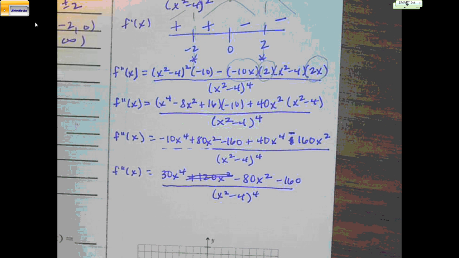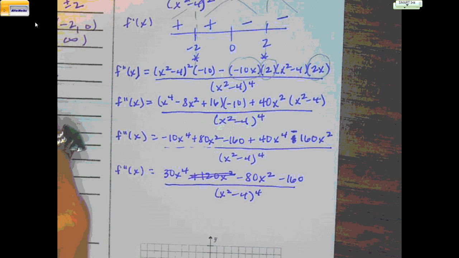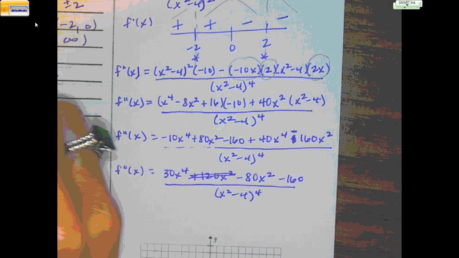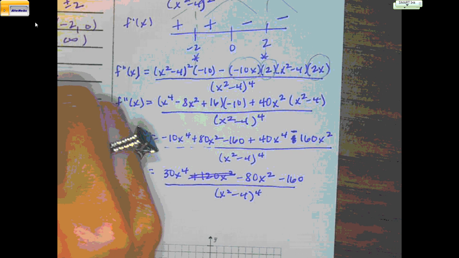And that should be your second derivative. So when you write in the little blank, please don't forget to put parentheses around your numerator so that I know the whole thing is a numerator and not just the negative 160.